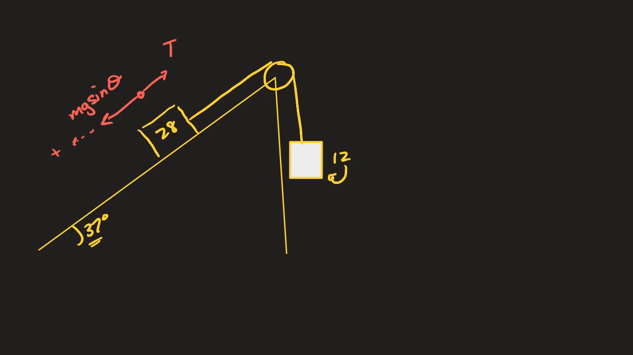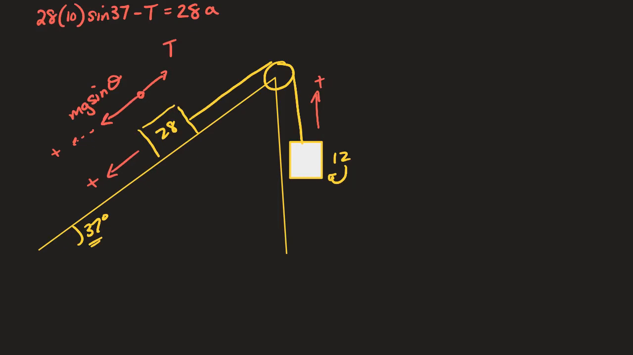Now, on that block alone, that means that mg, which is 28 times 10 times the sine of 37, minus T equals ma. Any question about what I wrote there? If I've chosen this way to be positive, then this way is positive as well, right? The box can't go down the ramp if the other box doesn't go up into the air. Are we all okay there? Make sure before I go on.